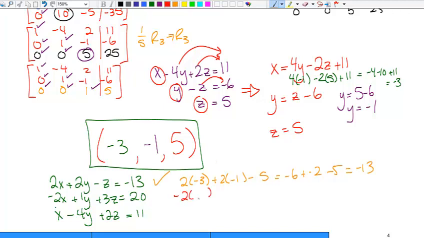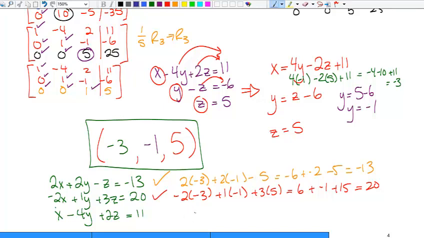So we have -2 times -3 plus 1 times -1, which is y, plus 3 times z, which is 5. Let's see what that adds up to be. 6 plus a -1 plus 15. So that's 5 plus 15 is truly 20. Yay, that one works too.